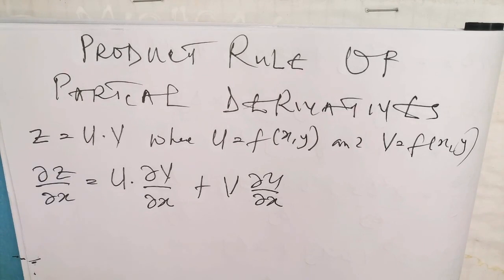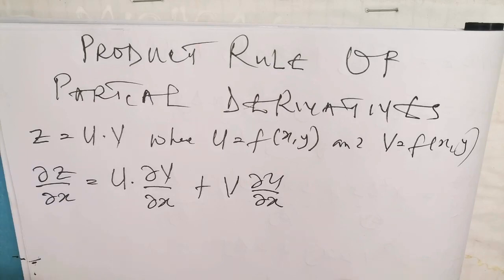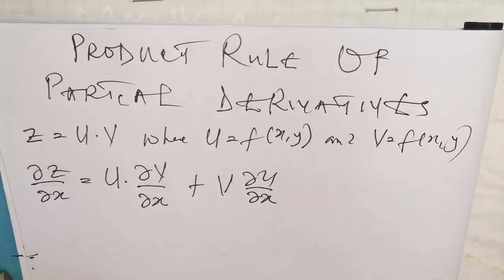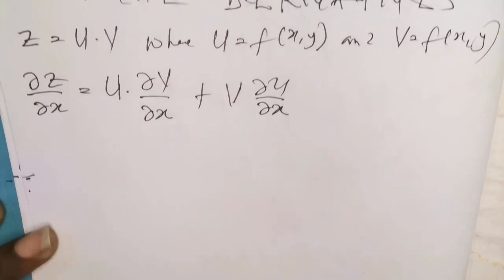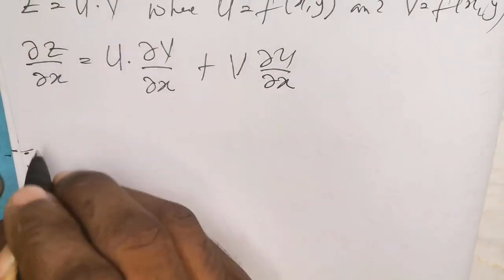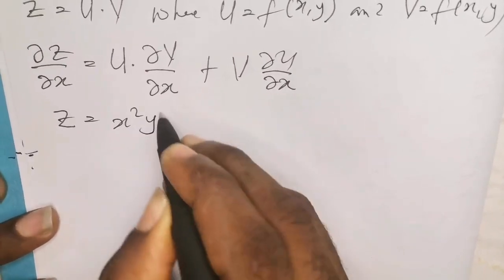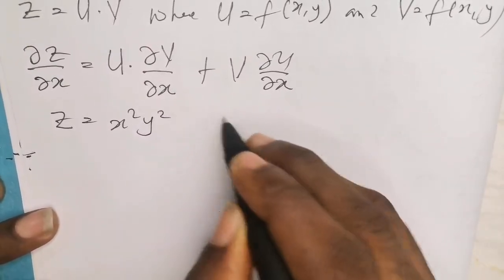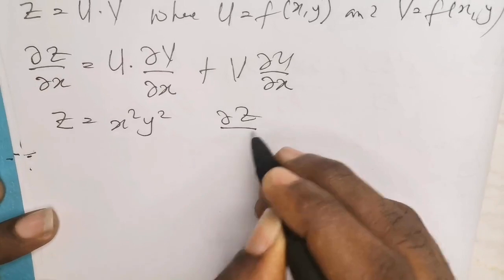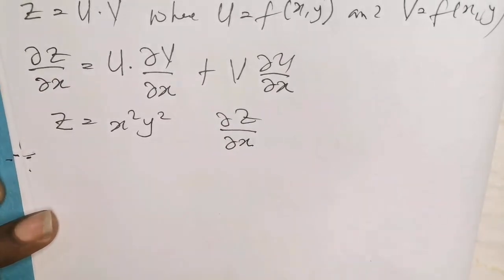Now at the end of every example solved, I'm going to be using a shortcut to explain each of the examples we are going to be solving. Okay, now let's pick a very simple example to explain this concept. Let's say Z is equal to x squared y squared, and you're asked to find the partial derivative of Z with respect to only X.